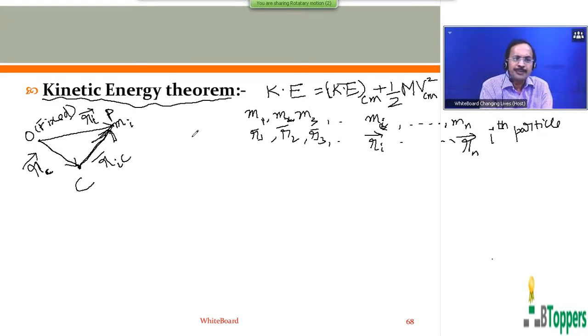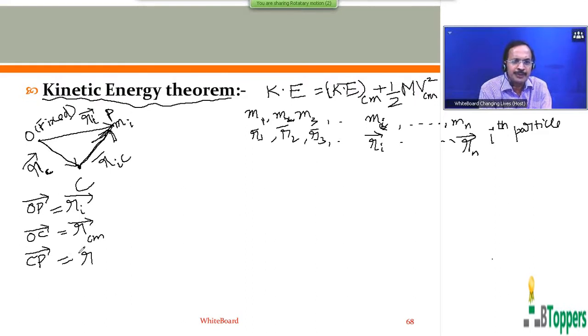So again you see here in the figure, OP bar represents the position vector of the ith particle with respect to the origin of the fixed coordinate system. OC bar represents the position vector of center of mass of the system, denoted by R bar subscript CM or simply R bar subscript C. And CP bar gives you the position vector of the ith particle of mass Mi with respect to the center of mass of the system, which is denoted by R bar subscript IC.